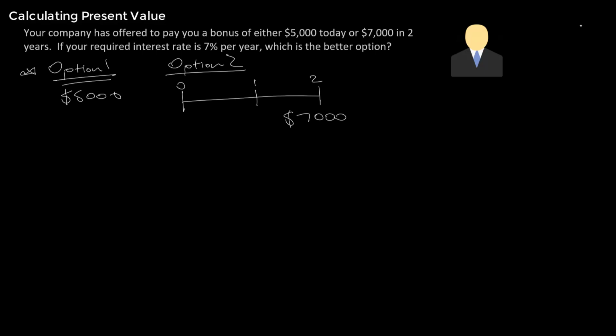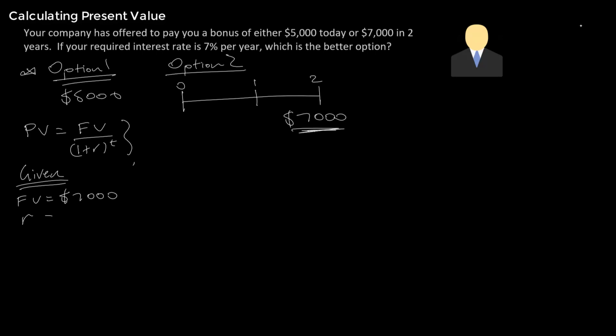So the present value formula, as you guys know, is PV equals the future value divided by 1 plus R taken to the power of T. In terms of given information, we've been given pretty much everything that we need to apply this formula. We know what the future value is. The future value is $7,000. That's the lump sum. We know what the interest rate is.